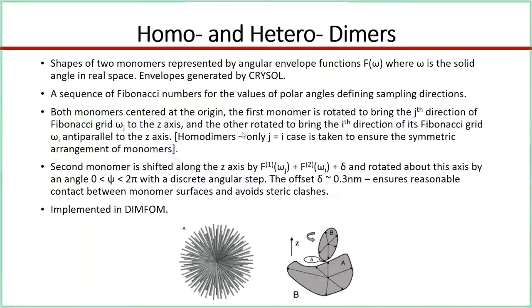So you fix one monomer, let's say we're talking about a homodimer, and then you shift the other along the z-axis by a certain amount. These are called the angular envelope functions, which are also calculated by CRYSOL. And there is an offset of about 0.3 nanometers, which is basically to ensure that there are no steric clashes, no egregious overlaps between the two domains.